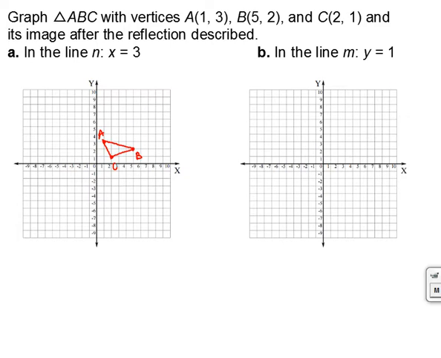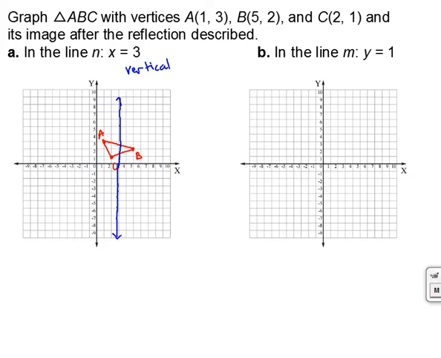Now it wants us to reflect it over the line x equals 3. Now think about this. The line x equals 3, is that horizontal or vertical? Hopefully you went ahead and said that this was a vertical line. And it goes through the x-axis at 3. So this is the line x equals 3 right here.